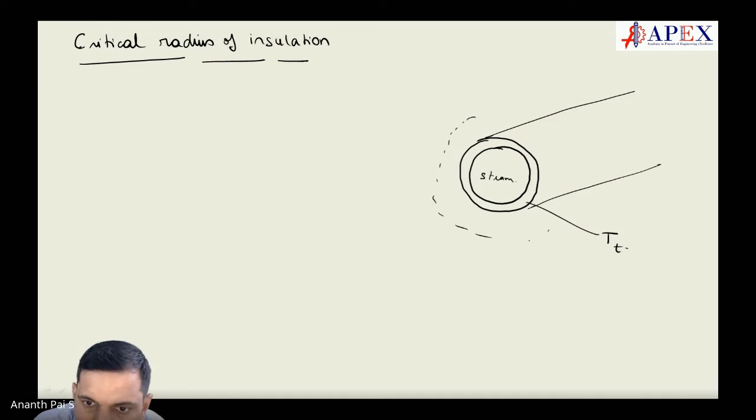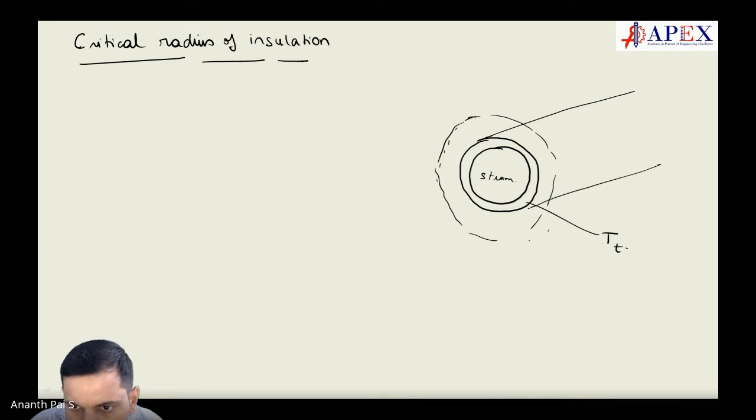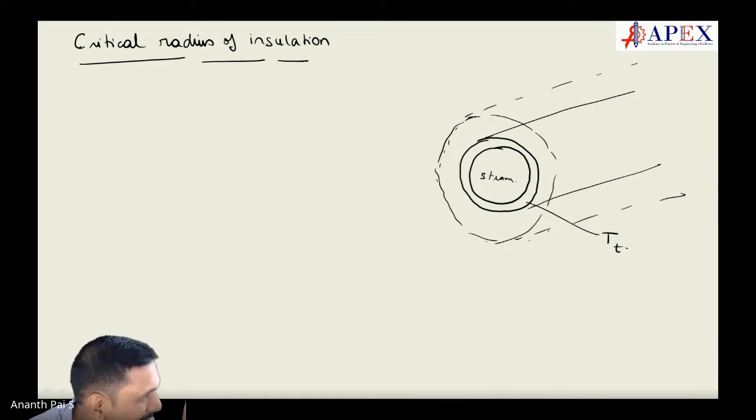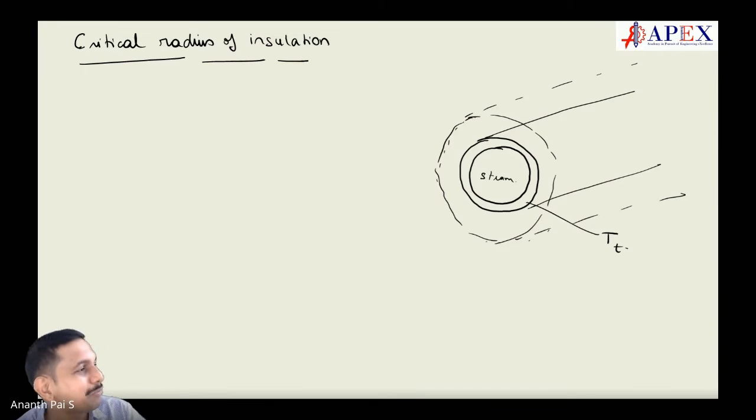You decide to put a wool. Okay, what wool? Sometimes glass wool you put so that there is insulation. But then if it so happens that because of the glass wool you put, the heat transfer instead of reducing increases. Possibility is there. What is that possibility? Why is that possibility there? I will tell you now.